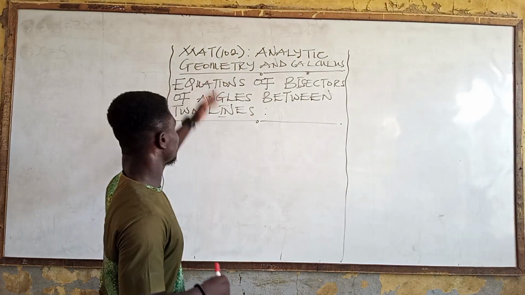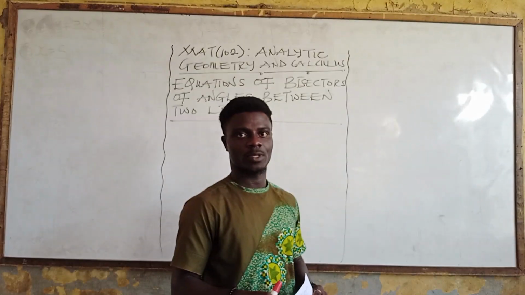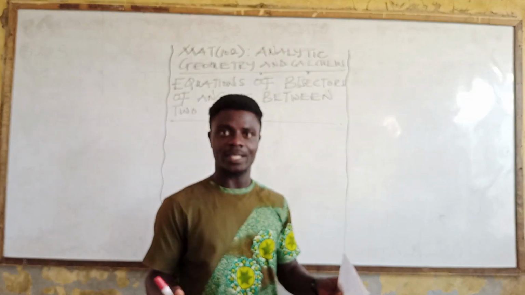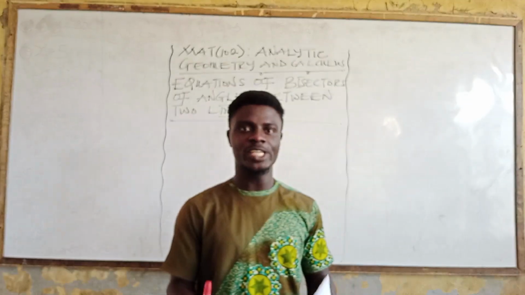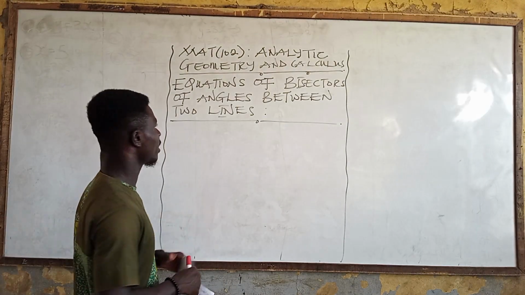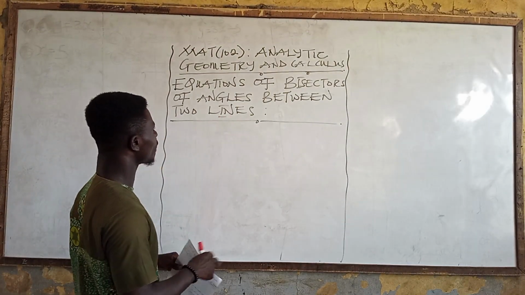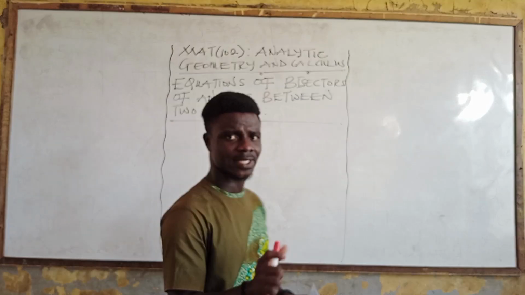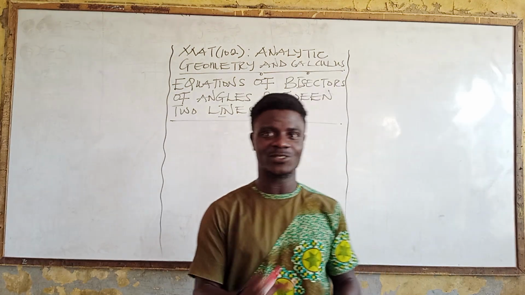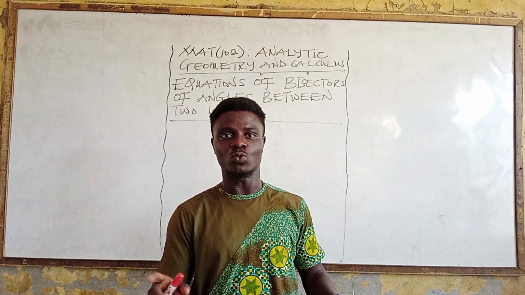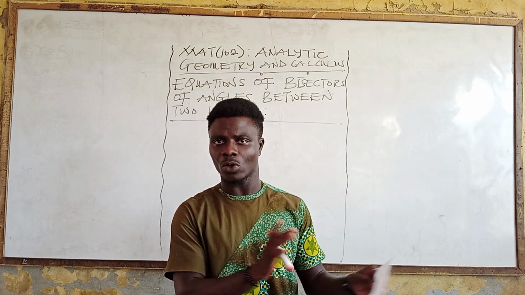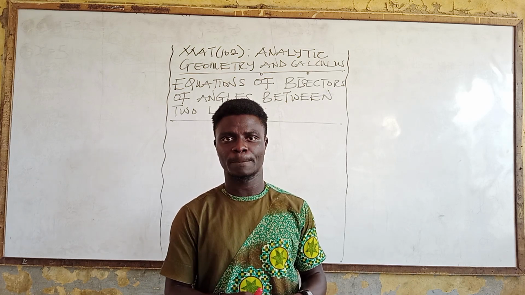Now, we are still on Math 102, Analytic Geometry and Calculus, which is the same thing as Coordinate Geometry and Calculus. Under that, there's a substrand treating equations of bisectors of angles between two lines, which is very, very important in coordinate geometry or analytic geometry.